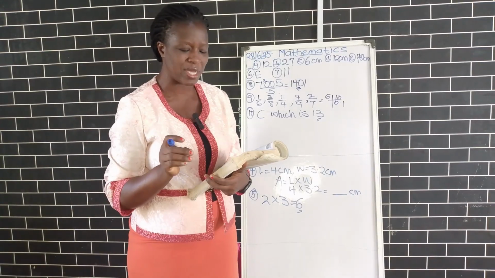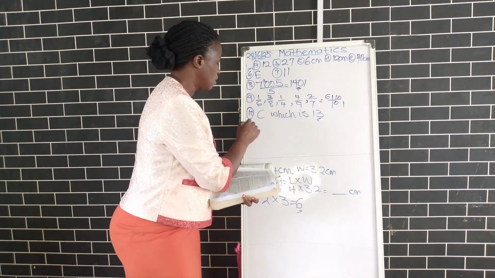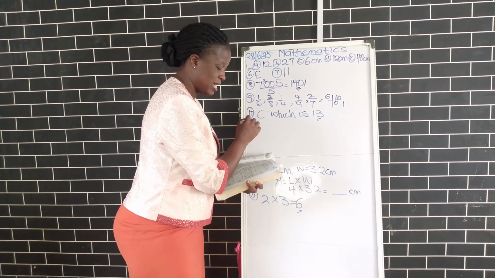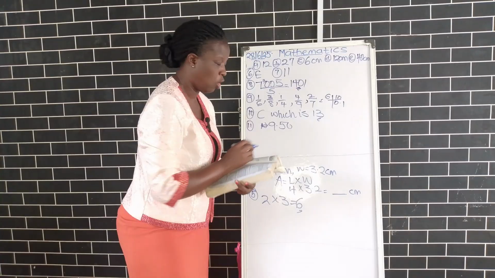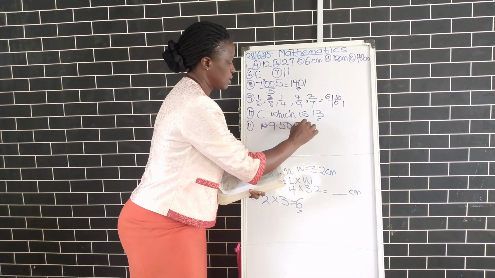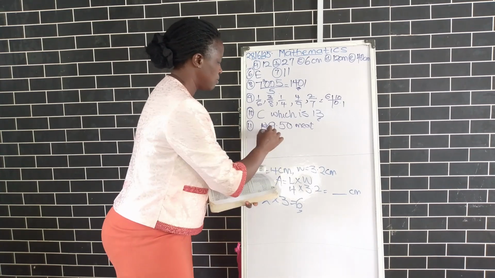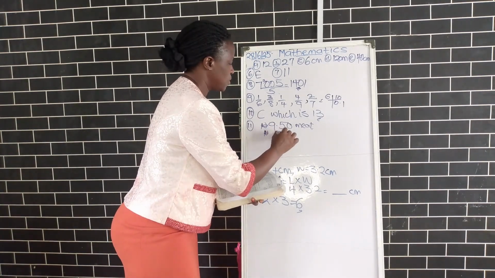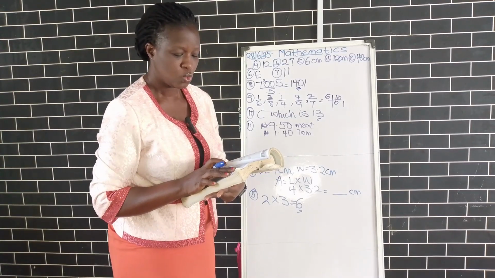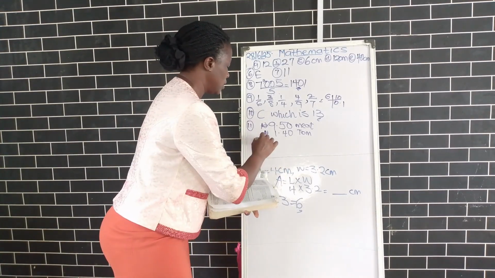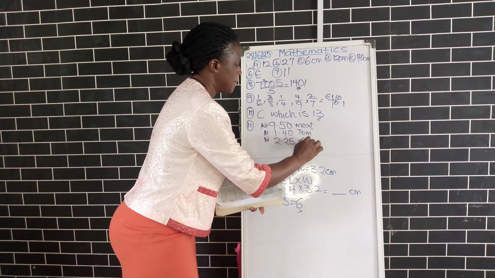A woman took 20 naira to the market, spent 9 naira 50 kobo on meat. 1 naira 40 kobo on tomatoes. 2 naira 25 kobo on sugar.